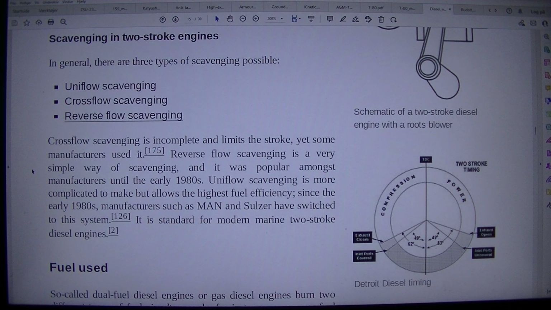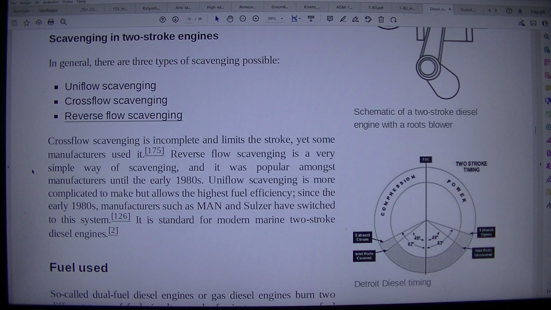Scavenging in two-stroke engines. In general, there are three types of scavenging possible: uniflow scavenging, cross-flow scavenging, and reverse flow scavenging. Cross-flow scavenging is incomplete and limits the stroke, yet some manufacturers used it.